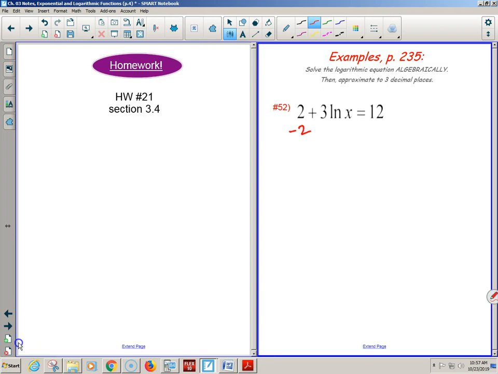So we subtract 2. I know, guys, Laurel needed to take a test and she changed her mind, something about her schedule. So hold on, let's keep going. We have ln of x is equal to 10/3.